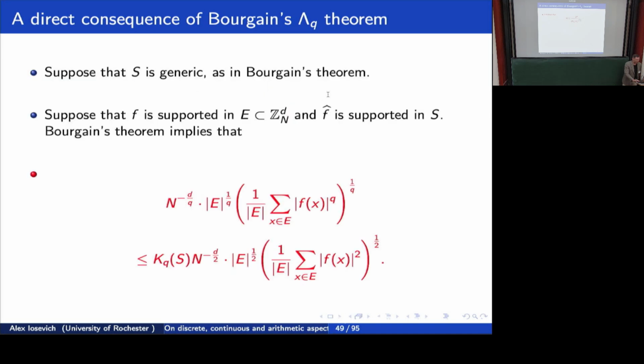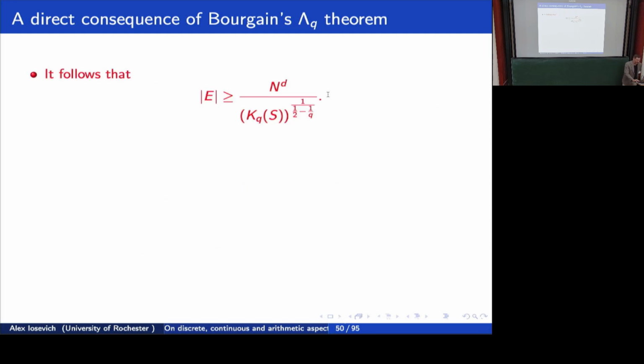Okay, so the uncertainty mechanism that's built into Bourgain's result is that if you take a generic set of size approximately n to the 2d over q, and the Fourier transform of a function is supported in this set, then the support of the function is a positive proportion of the whole space. The constant in this positive proportion is just the reciprocal of Bourgain's constant raised to the power of 1 over 1/2 minus 1 over q.